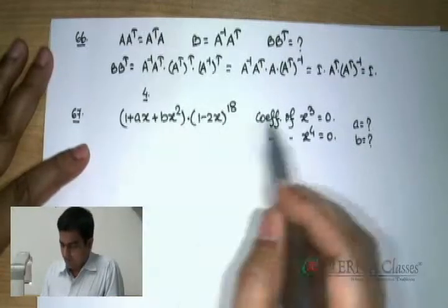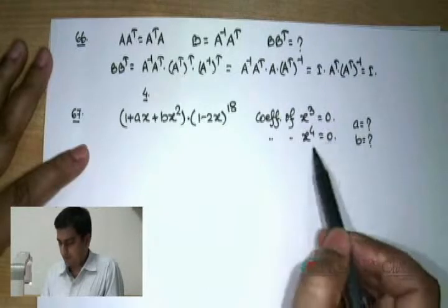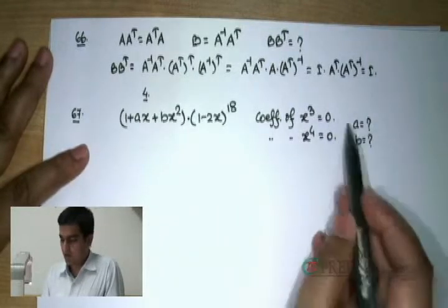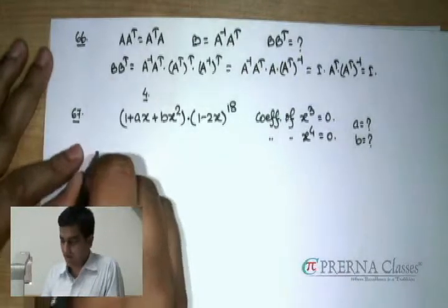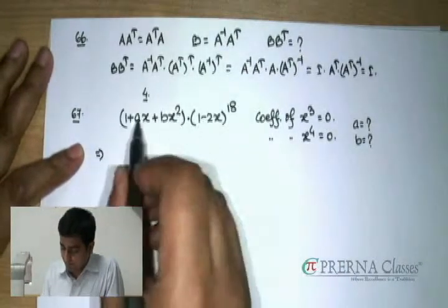In the next problem, that is the 67th one, it's related to the binomial theorem. This product is given to you and it's being told that the coefficients of x cube and x4 are both 0, on the basis of which you have to figure out two unknowns A and B. We have two equations also.